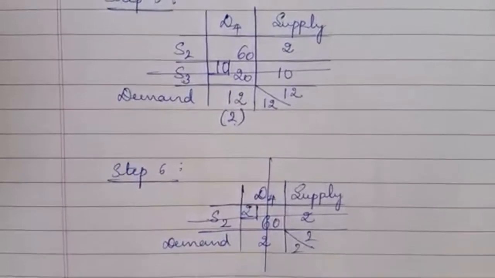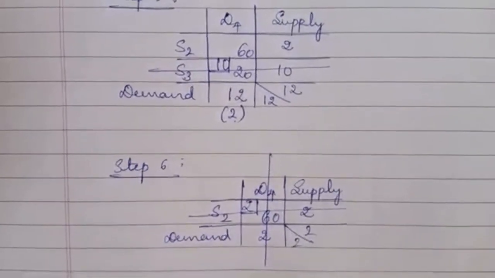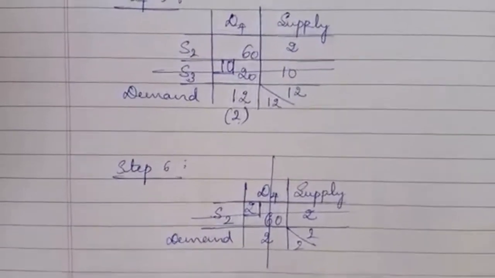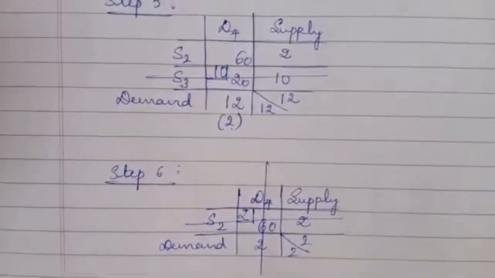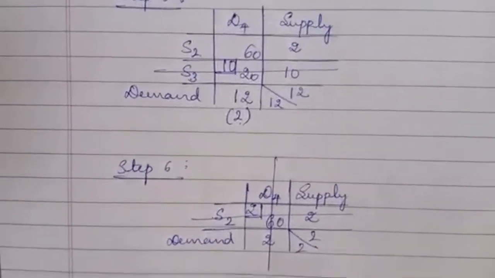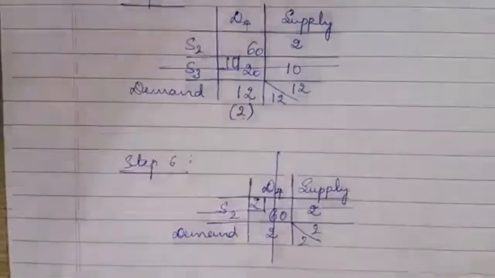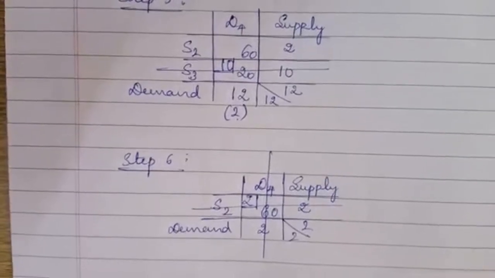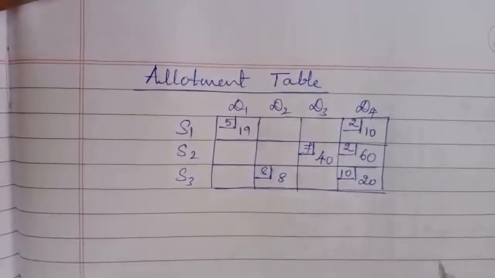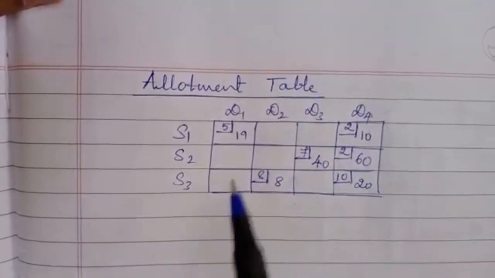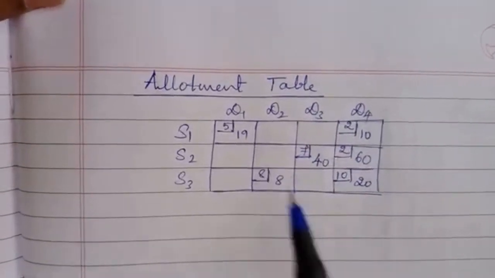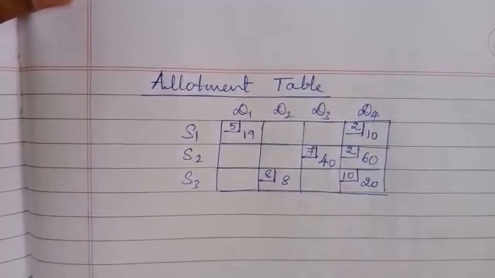After satisfying supply and demand, you have to write the allocation table, though it is not a mandatory step in finding the initial basic feasible solution. But I want you to write the allotment table so that you will not miss any of the allotments from first step to the last step. So this is the allotment table which we have got from the allocations from first step till the last step. So we have 6 allocations.